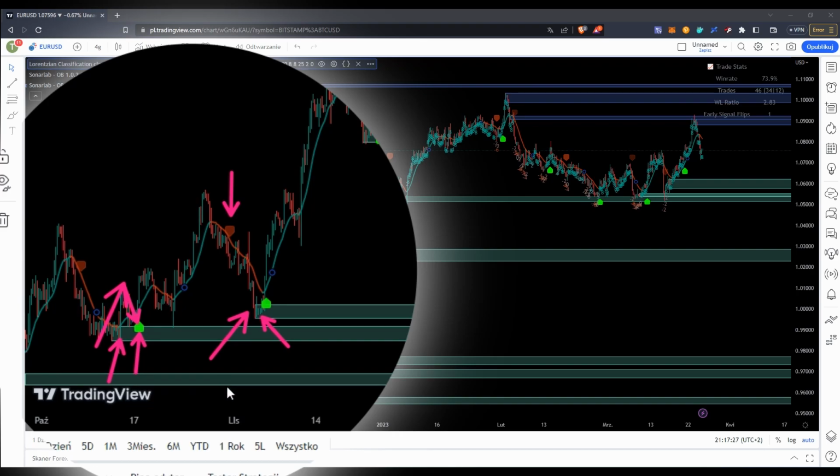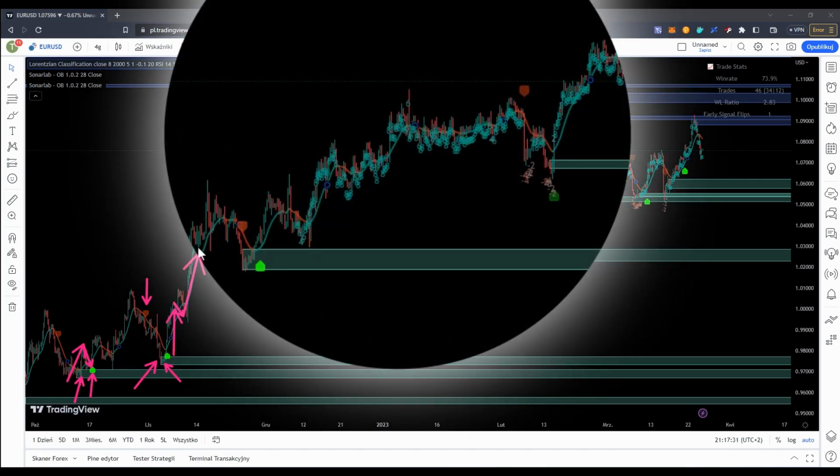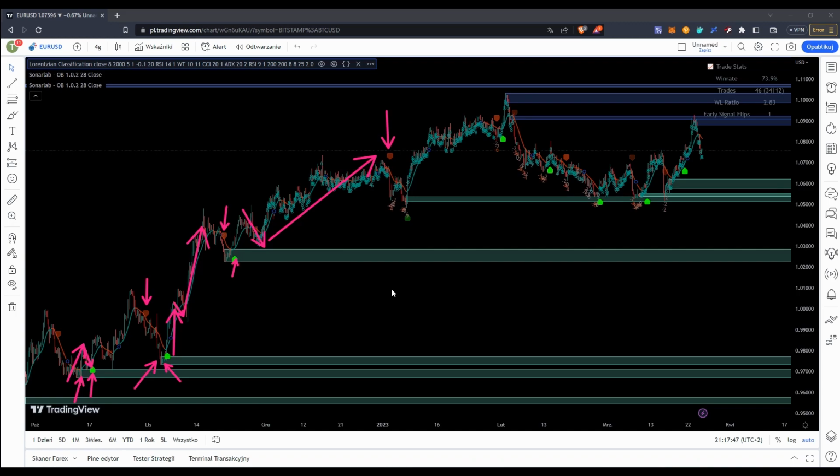So look what has happened here, for example: strong move to the upside and just the opposite signal, all right? Another buying signal, retest of the order block, strong move to the upside, opposite signal without the order block, again and again and again.